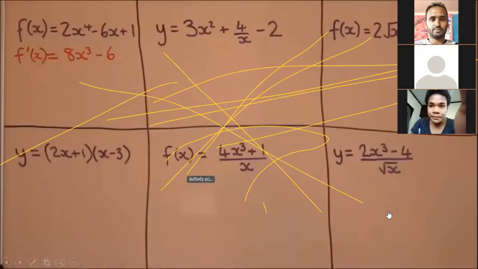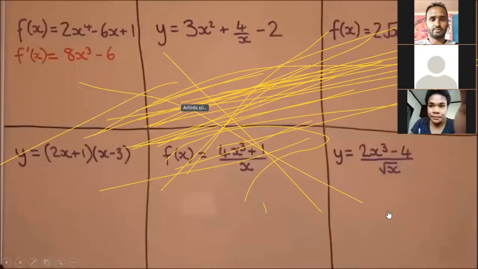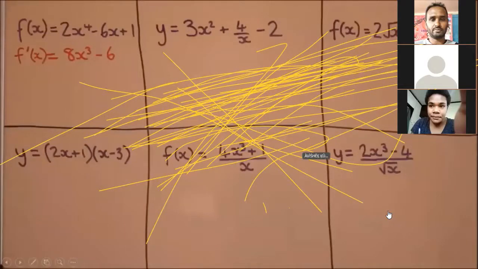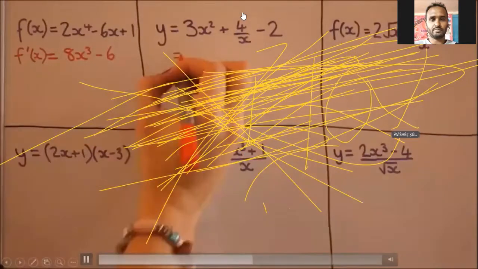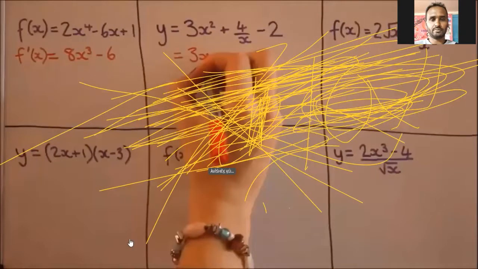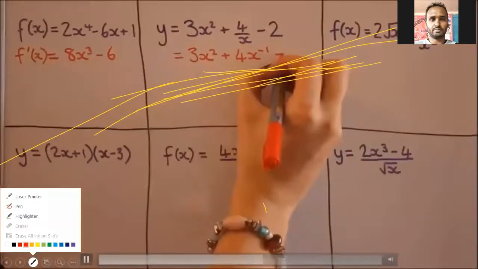Now, all of these other ones are getting harder. You need to prepare them first before you can differentiate. What I mean by that is you need to write them in a way they've all got powers. So here, that 4 over x isn't very helpful at the moment. We need to write that as a power of x. So if you need to brush up on your indices work, do watch another video. Otherwise, you should know that's 4 times x to the power of -1. Now we can differentiate.